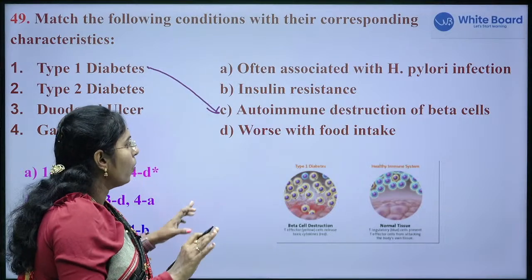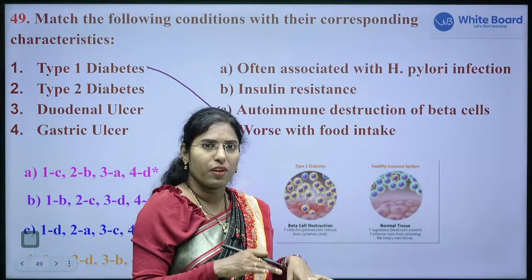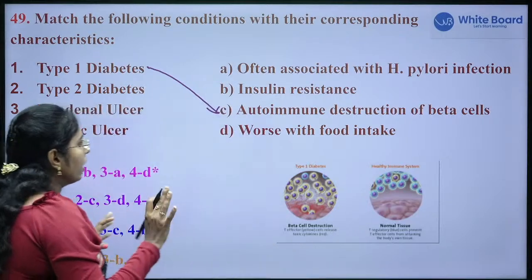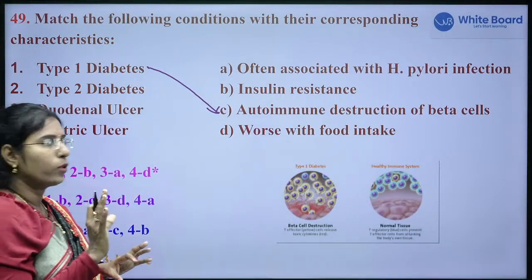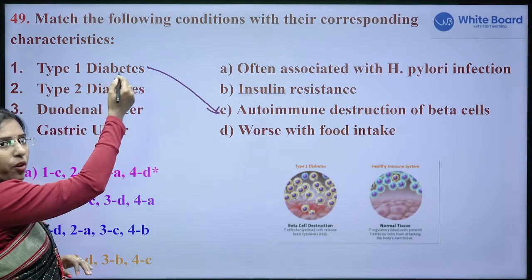Okay, so what is happening here? If there is a destruction of beta cells, then insulin production will be very low. So the regulation of blood glucose level will change. That causes type 1 diabetes.